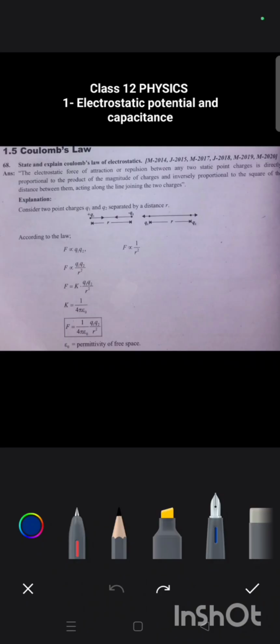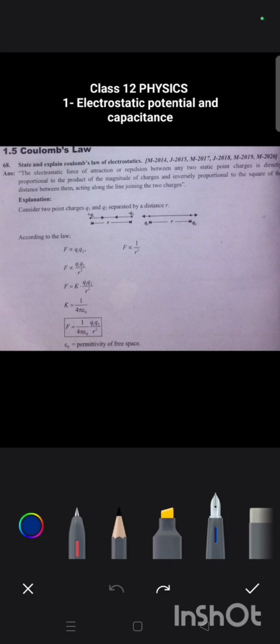Let us start with the first law of this chapter, that is Coulomb's law. It is the most basic and an important law. It has been repeated in the board question paper of class 12 in 2014, 2015, 2017, 2018, 2019 and 2020. So it is a very important derivation. It will be asked. It is a must question. So please understand the law. Let's get started with the video.